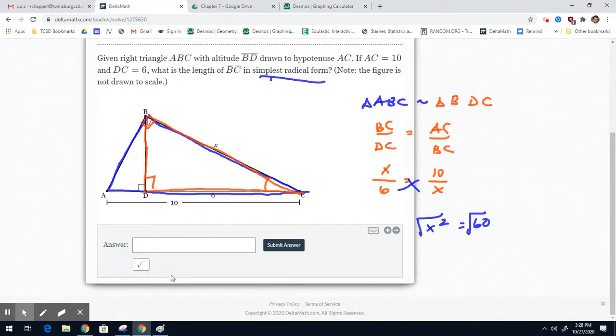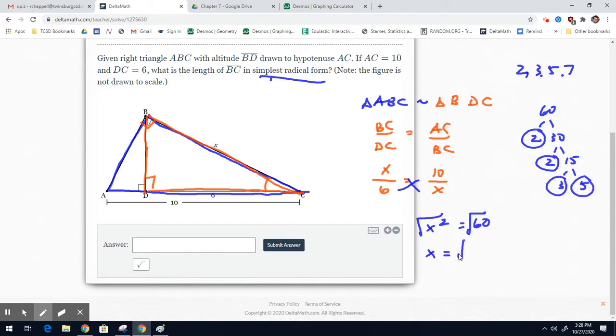Not good enough. We need simplest radical form. So now it's time to break it down. So here's 60. So remember I talked about dividing it by the primes. 2, 3, 5, 7, right? So 2 goes into 60 because it ends in 0, 30 times. 2 is prime. 2 goes into 30 because it ends in 0, 15. 2 is prime. 2 does not go into 15, but 3 does. 3 goes into 15 5 times, and 3 and 5 are both primes.